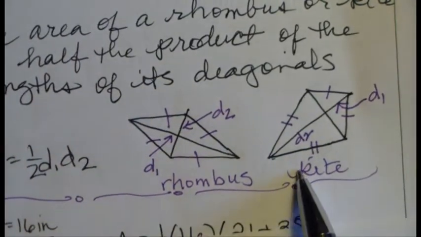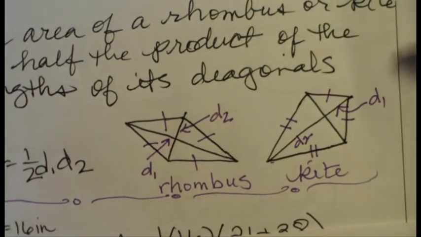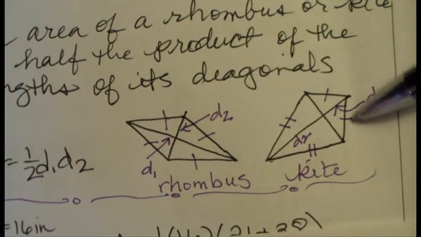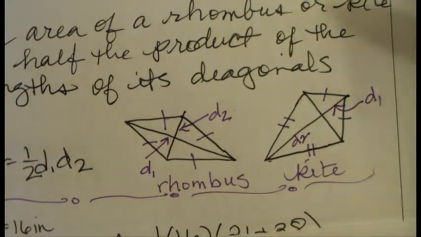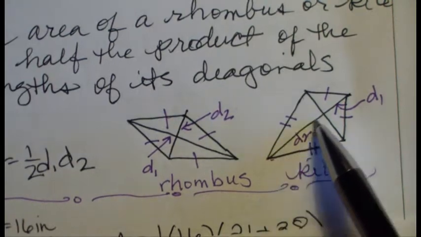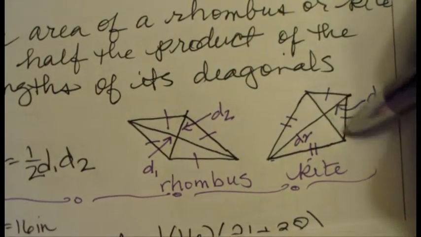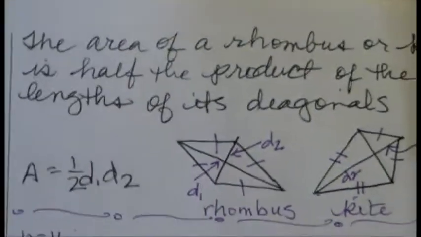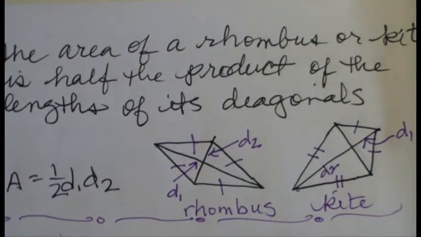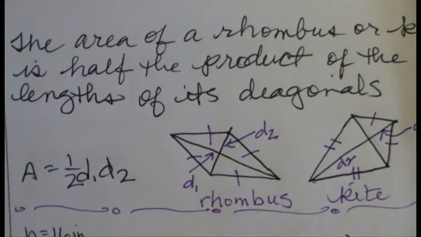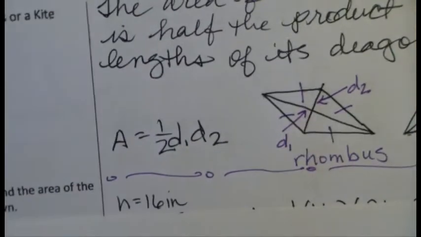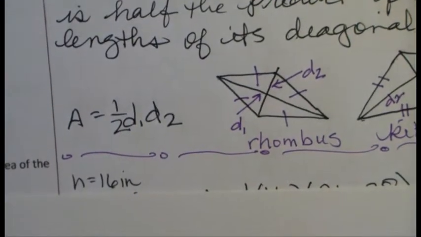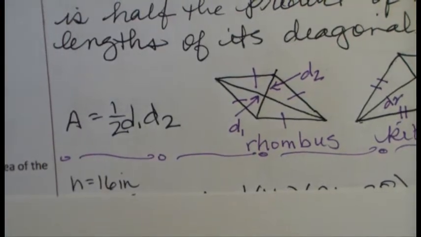And then a kite has two pairs of congruent sides. It's got these sides here, which are congruent, and then these sides here, which are congruent. And again, we've got two different diagonals. We have one here and one here. So the formula, the area of a rhombus or kite, is half the product of the lengths of its diagonals. So the area is 1/2 times D1 times D2.